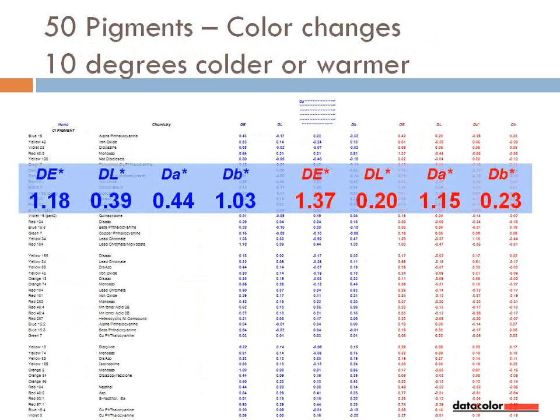In this, we exposed 50 common industrial pigments to a 10°C change in temperature. Colder, then hotter. The average differences are shown here in a large font.